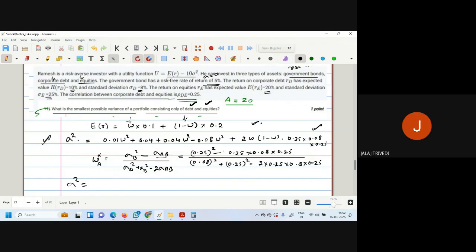Just one question. What was the difference between this formula? This is the standard formula that we have for the minimum variance portfolio, and the other formula, there again the utility function is given and we try to maximize the utility. So we are finding the W star to maximize the utility. Here we are finding the W star which is minimizing the variance.